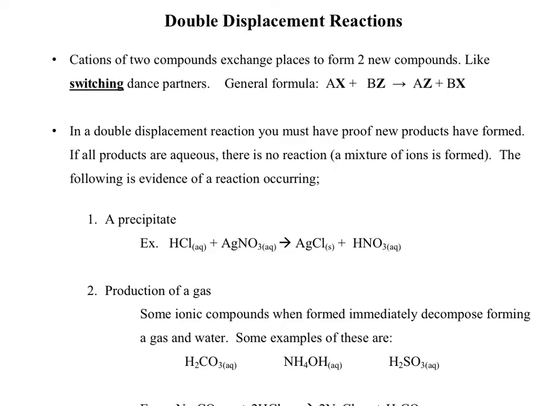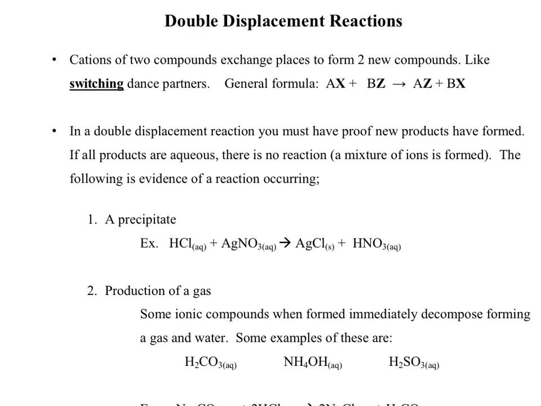In a double displacement reaction, you must have proof that new products are formed to claim that a reaction actually happened. If all the products are aq, there is no reaction. Just a mixture of ions is formed. The following can be used to prove that a double displacement reaction happened. The first being a precipitate formed.